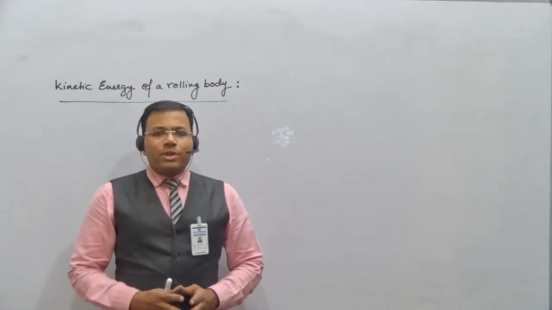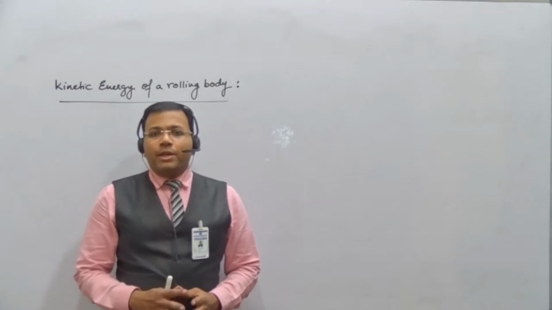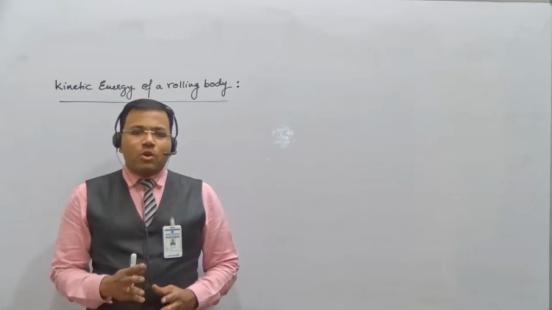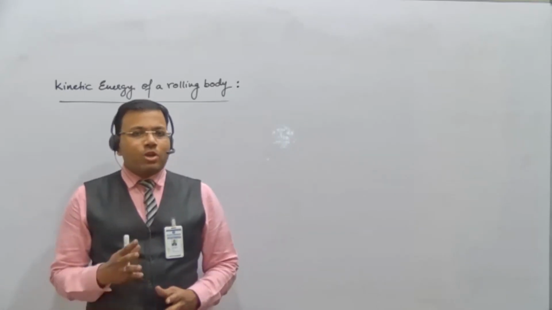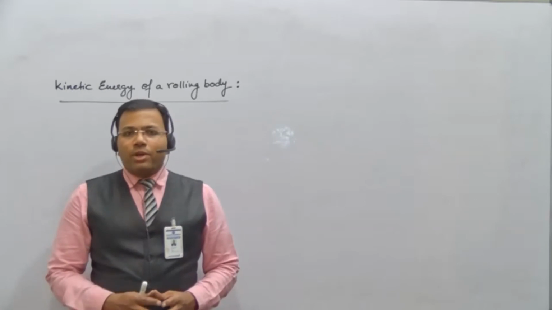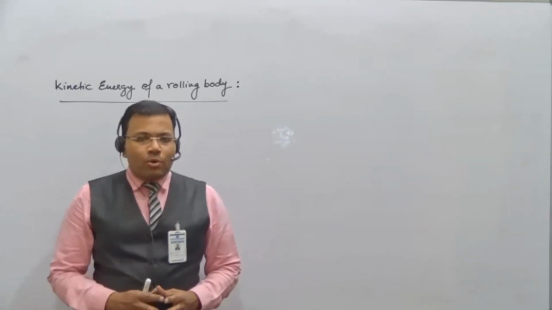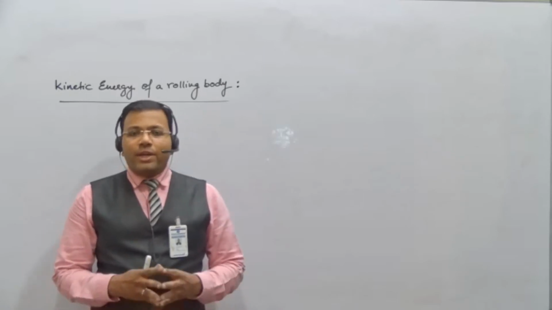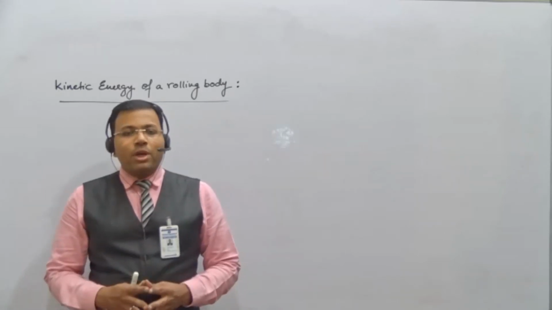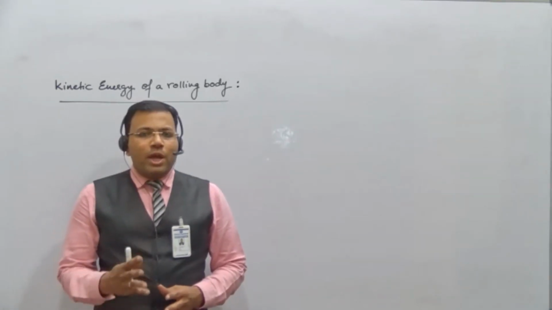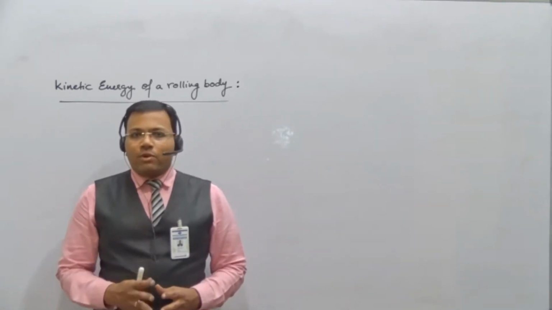Students, now we are going to discuss the kinetic energy of a rolling body. As you know, the rolling motion is the combination of translational motion, that is translatory motion, and the second one is the rotational motion. So therefore, the kinetic energy of a rolling body is again the sum of kinetic energy of translatory motion plus kinetic energy of the rotational motion. It's a very important concept that we are going to see.